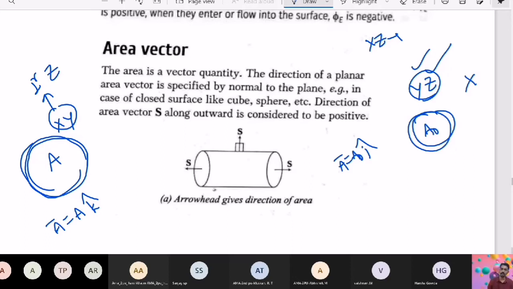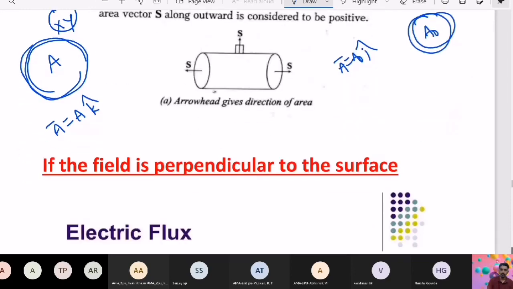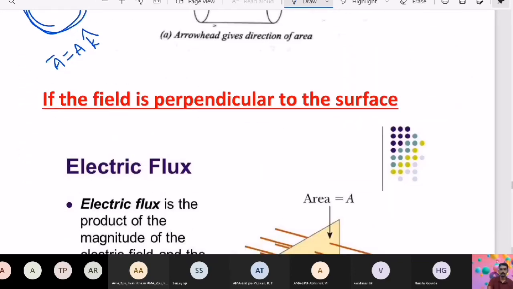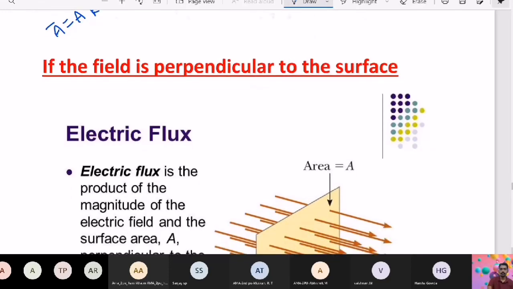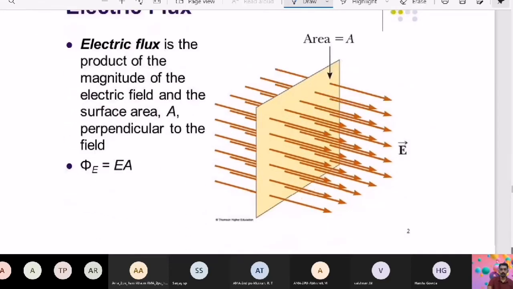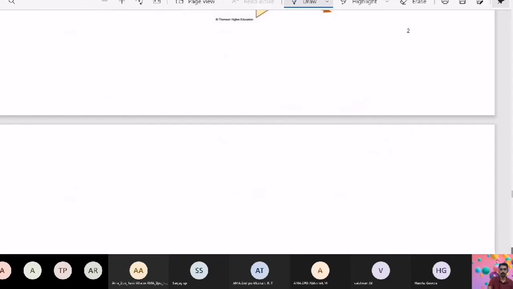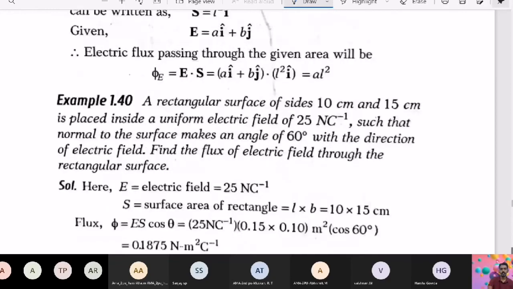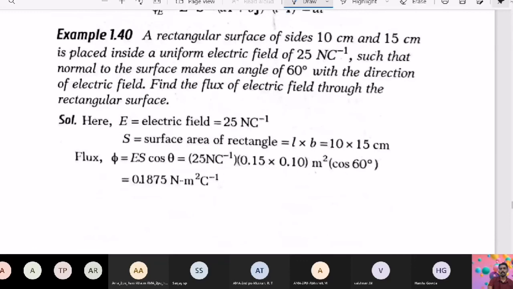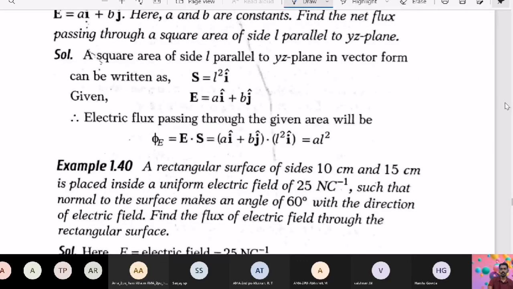Then only you can solve numericals. And those numericals we will also solve in the further classes, because flux is one of the important topics in the entire chapter. Many times they ask a question in the entrance. Now, see here, two examples I have given. Just try to understand, which we will discuss even later also.